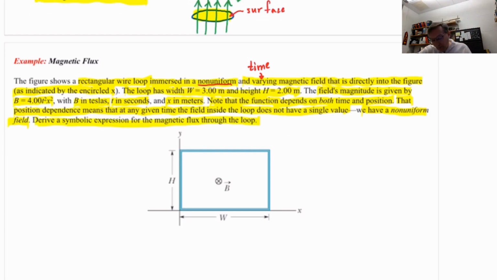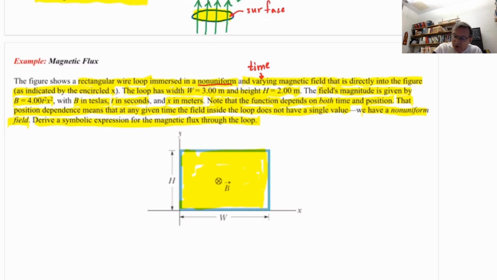Okay. Well, I can't do that shortcut I just talked about. I do have a flat surface, right? The surface we're talking about is the surface inside this rectangular conducting wire loop. Okay, fine, it's a flat surface. But the B is perpendicular to it, but the B is not uniform.